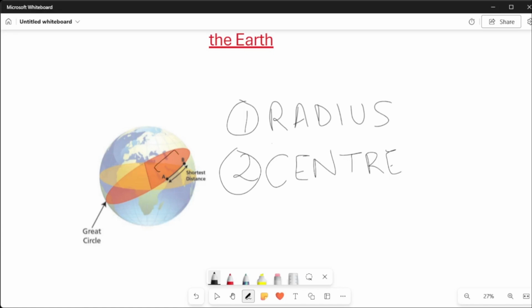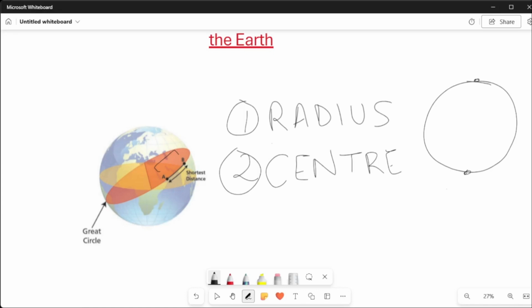2 points. If you're given 2 points on the surface of the Earth, you can only make one great circle that joins both of those points unless the points are diametrically opposite, meaning if this is the Earth, one point is over here, the second point is over here, and you can make an infinite number of great circles that join these two particular points.